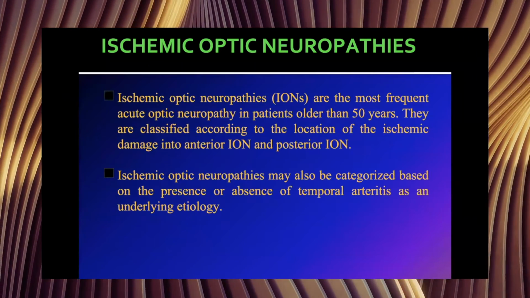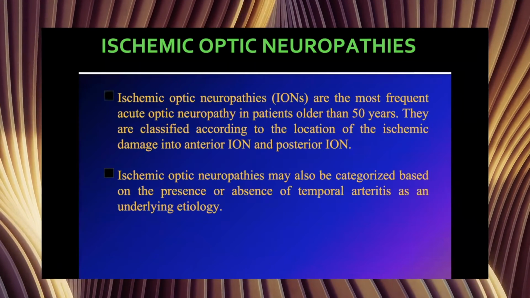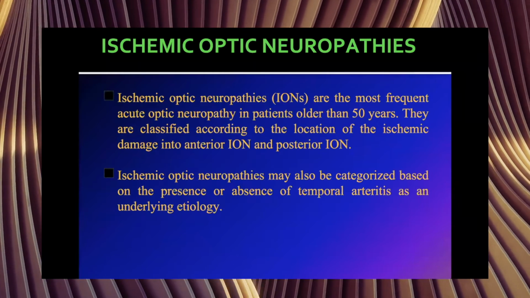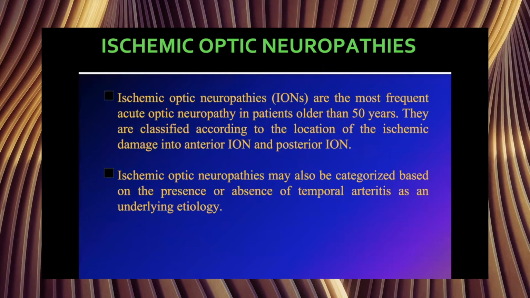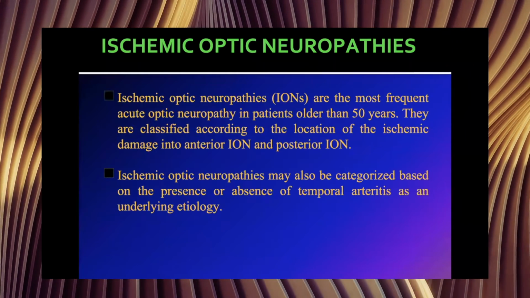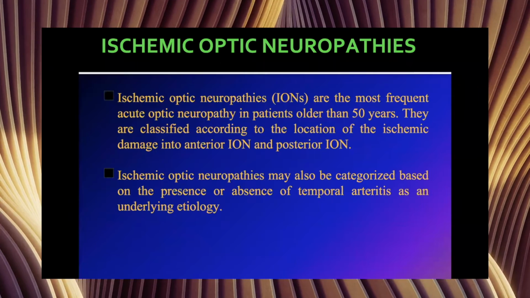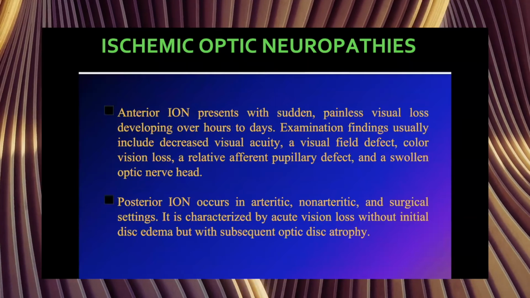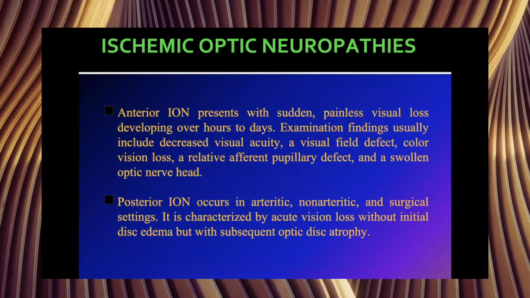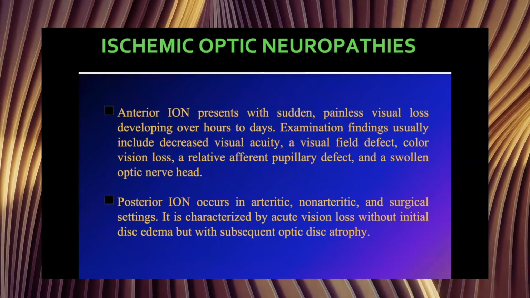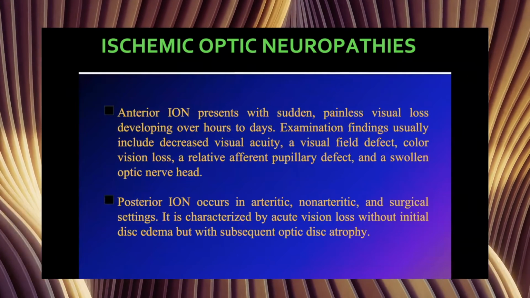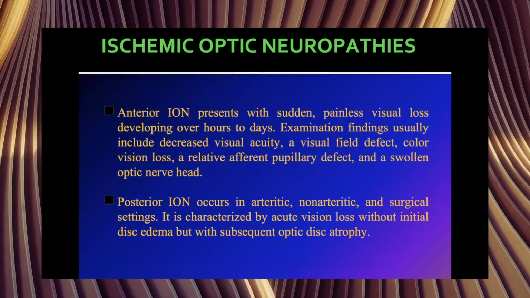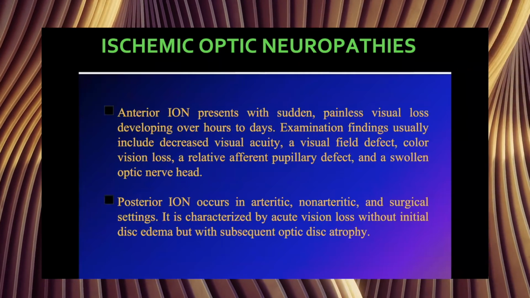Now going to ischemic optic neuropathy. Ischemic optic neuropathy are the most frequent acute optic neuropathies in patients older than 50 years of age. So ischemic optic neuropathies may be categorized based on their location, like on the presence or absence of temporal arteritis as an underlying etiology. Next, anterior ischemic optic neuropathy presents with sudden, painless visual loss developing over hours to days. And examination findings usually include decreased visual acuity, visual field defects, and color vision loss, etc.